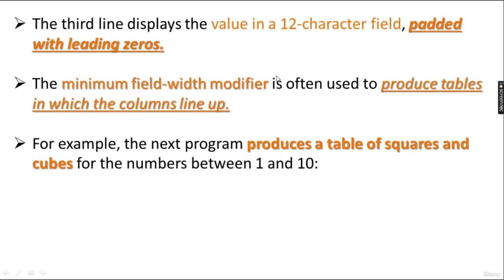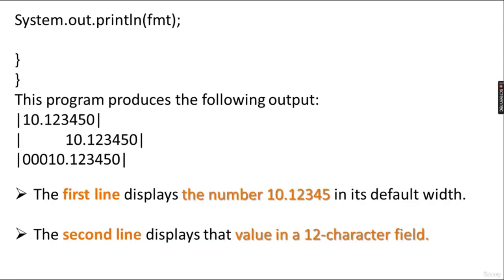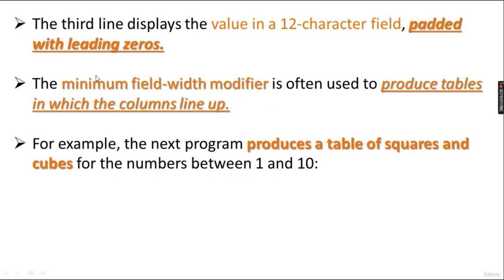And the third displays the value in a 12 character field padded with leading zeros. So a 12 character field is like 0, 1, 2, 3, 4, 5, 6, 7, 8, 9, 10, 11, with the decimal point added over here and padded with zeros. The minimum field width modifier is often used to produce tables in which columns line up.